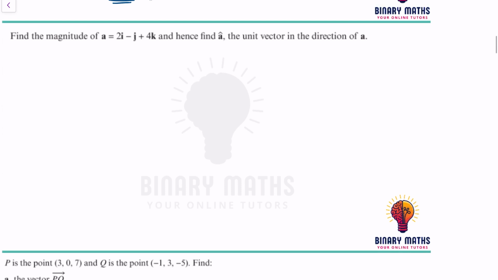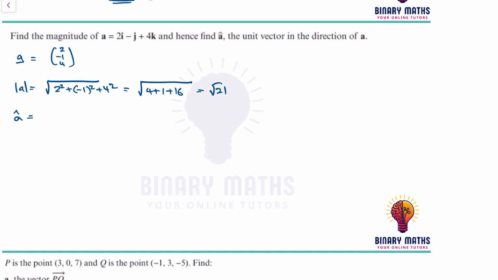Find the magnitude of A, which is equal to 2i minus j plus 4k. So in this case, A is equal to 2, minus 1 and 4. Find the magnitude of A and hence find A hat, the unit vector in the direction of A. So let's find the magnitude of A first. It's going to be 2 squared plus minus 1 squared plus 4 squared, which is equal to the square root of 4 plus 1 plus 16, which is equal to the square root of 21.